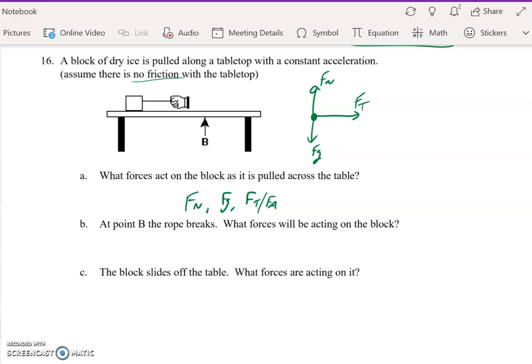At point B, the rope breaks. What forces would be acting? Well, now it's just Fn and Fg. As it slides, it would be sliding at a constant velocity. As the block slides off the table, now it's in the air. Prior to landing, you would just have the force of gravity, assuming there's no air resistance, which we pretty much negate unless otherwise stated.